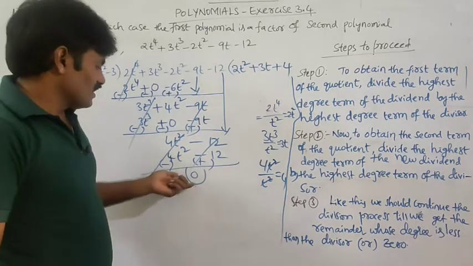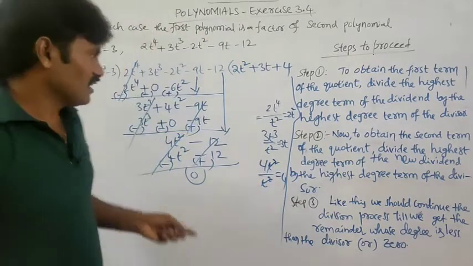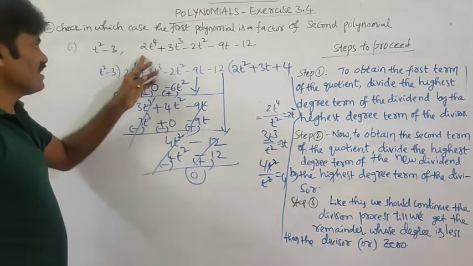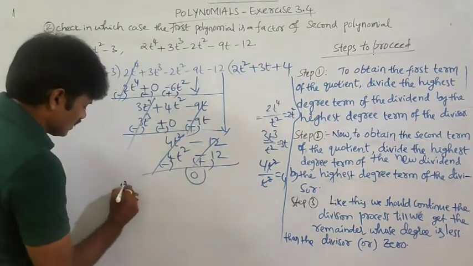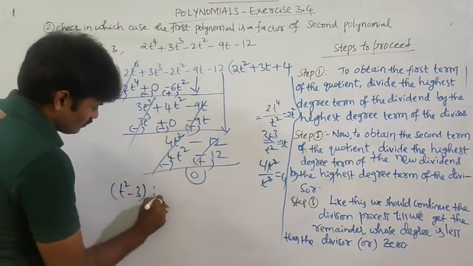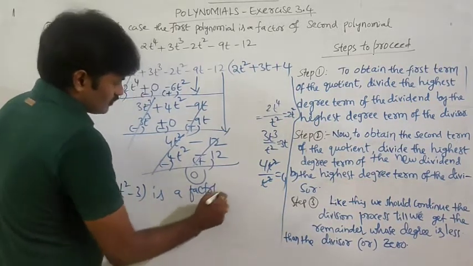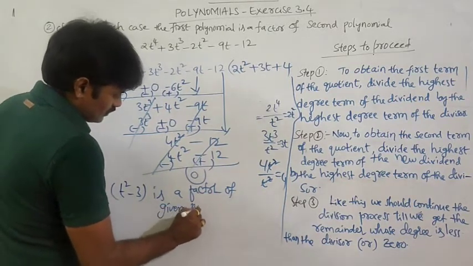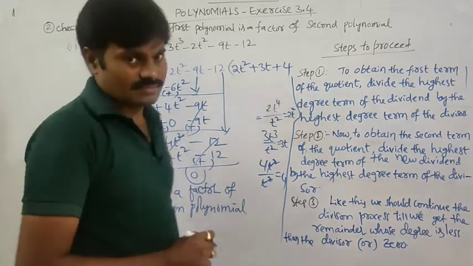Now in this case we got remainder 0. So what can you decide here? t square minus 3 divides the given polynomial exactly, so t square minus 3 is a factor of the given polynomial. Is it clear? So like this we have to solve the problems which are in this exercise.